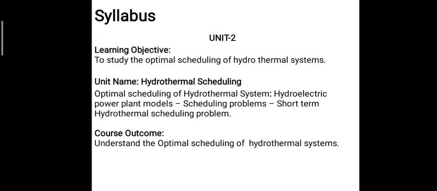Unit 2. What is Unit 2? Hydrothermal scheduling. For this unit, the objective is to study the optimal scheduling of hydrothermal systems. In the first unit, we learned about only thermal systems. Here, it is the combination of both hydro and thermal systems. So the objective is to study the optimal scheduling of hydrothermal systems.